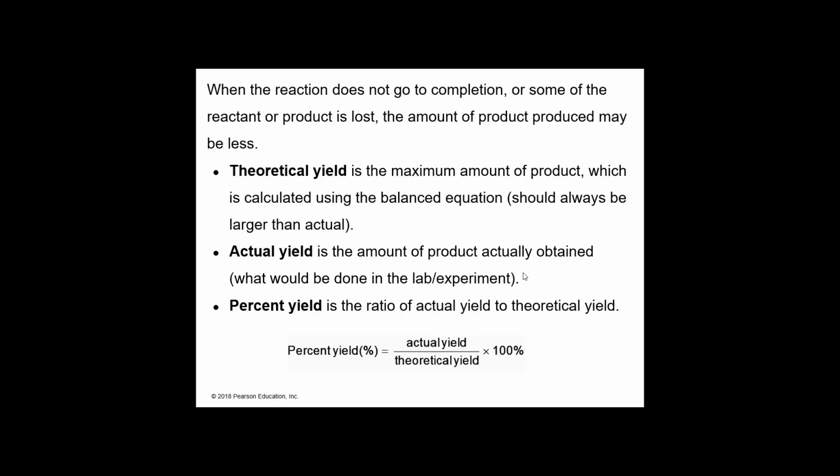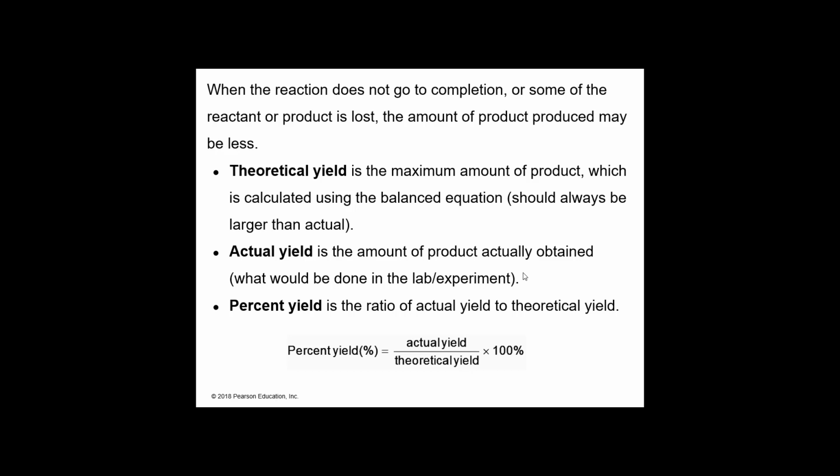So now we're going to expand on that and go into actual yield and theoretical yield. When a reaction doesn't go to completion, I already discussed this, but just to review, some of the reactant or product is lost and the amount produced is less. So theoretical is the max amount that is calculated using the balanced equation.